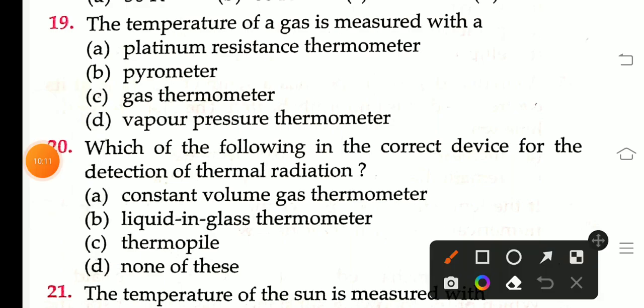Next, the temperature of a gas is measured with a. Option B, pyrometer.